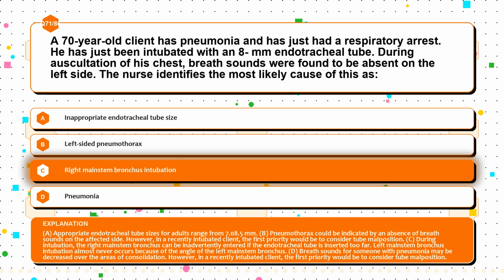During intubation, the right mainstem bronchus can be inadvertently entered if the endotracheal tube is inserted too far. Left mainstem bronchus intubation almost never occurs because of the angle of the left mainstem bronchus. Breath sounds for someone with pneumonia may be decreased over the areas of consolidation. However, in a recently intubated client, the first priority would be to consider tube malposition.